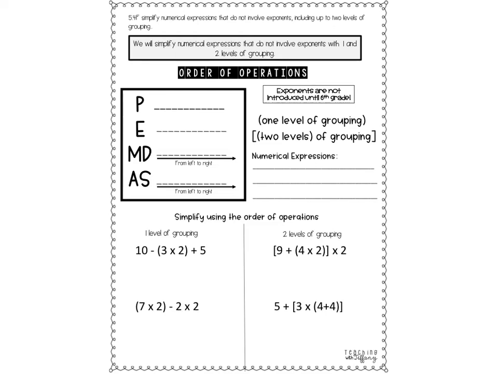Alright, boys and girls, today we will be doing 5.4F. We are going to simplify numerical expressions that do not involve exponents, including up to 2 levels of grouping. So that just means that we're going to simplify numerical expressions that do not have exponents with 1 and 2 levels of grouping. So this is called order of operations.